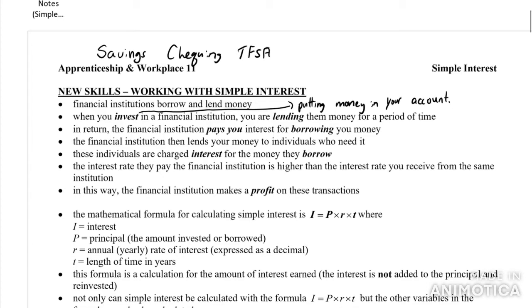Contrary to what we kind of think of when we think of a bank, it's not just a vault that we put a bunch of money in and then it just stays there. They use that money for other things. So what we're essentially doing when we put money into a bank is we're saying, hey, we want this back eventually, but for now you can use it however you want. In return, the financial institution pays you interest for borrowing your money. So one good thing is you get paid for having this money in your account.